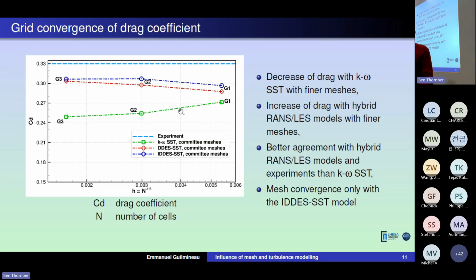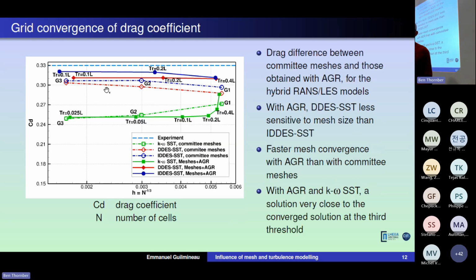And we can see with the SST, as the mesh is finer, the drag coefficient is lower, and it is not converged. We have the same thing with DDES, except we increase the value of the drag when the mesh is finer. And with IDDES, we have approximately the same, a similar value for the drag coefficient between the G2 and the G3.